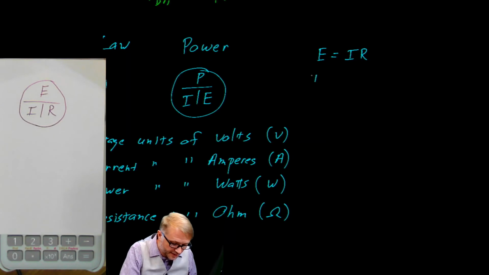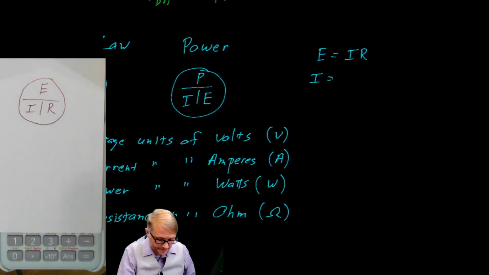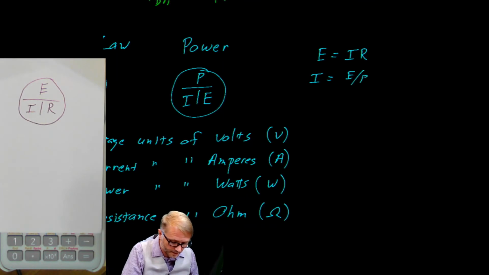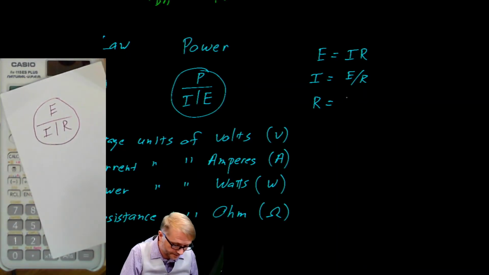We could calculate the current, cover that up, and that's a voltage divided by a resistance. Or the resistance, which is a voltage divided by current.